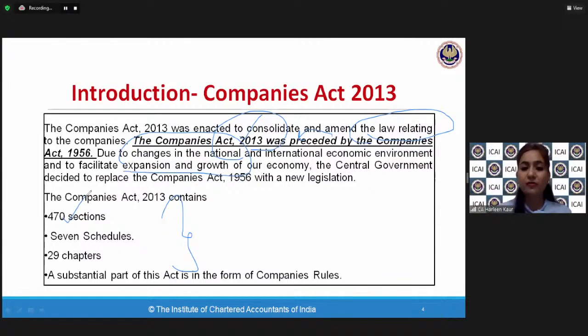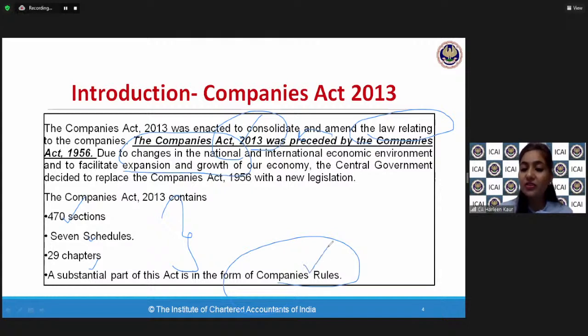Here you only covered 5 to 6 sections. It has 7 schedules and 29 chapters. So this is the division and distribution of the Act. This is how the Act has been defined. And the important line is a substantial part of the Act is in the form of company rules.